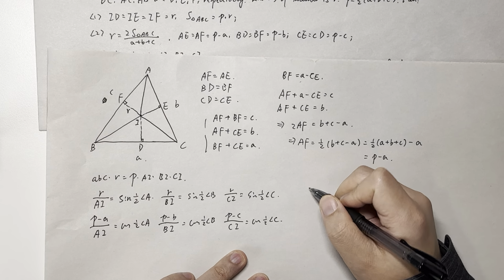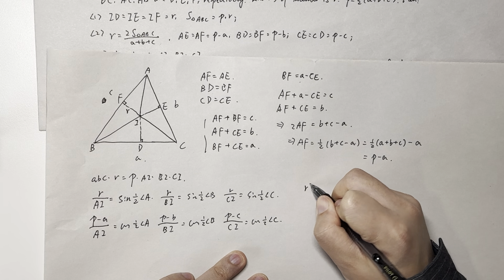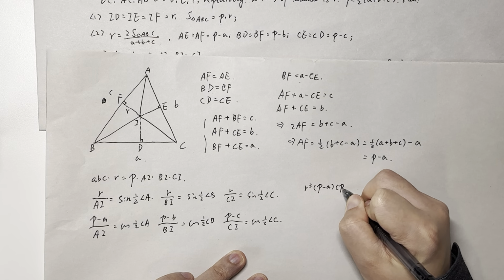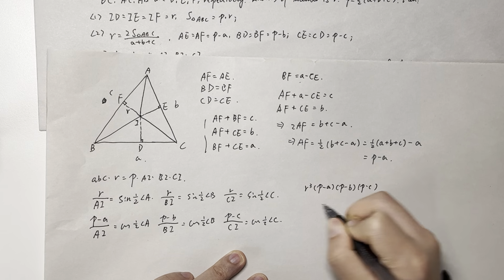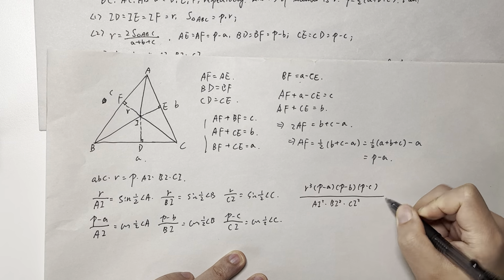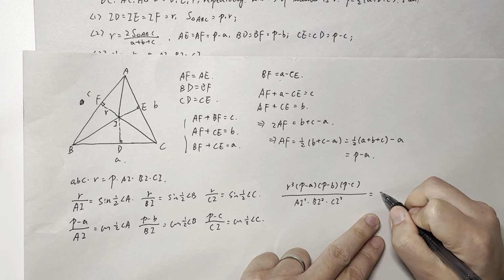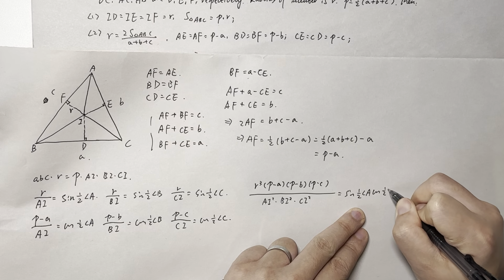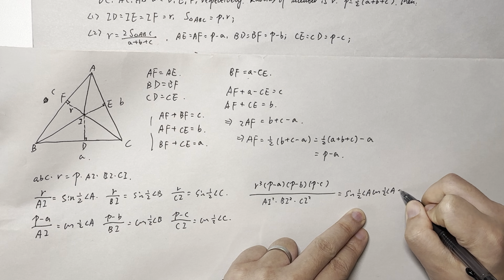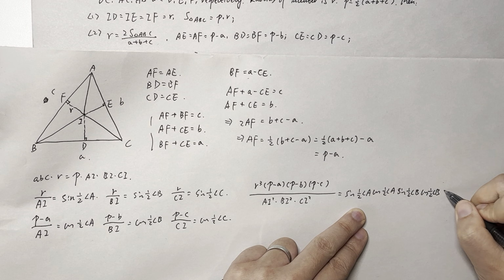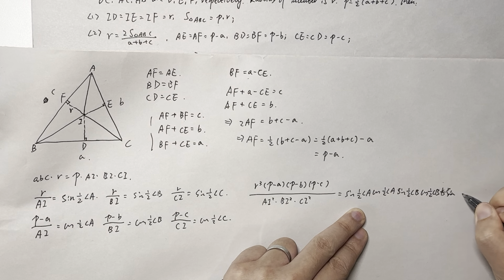We get R to the power 3 times (P minus A)(P minus B)(P minus C) over AI squared, BI squared, CI squared equals sine half of angle A cosine half of angle A, times sine half of angle B cosine half of angle B, times sine half of angle C cosine half of angle C.